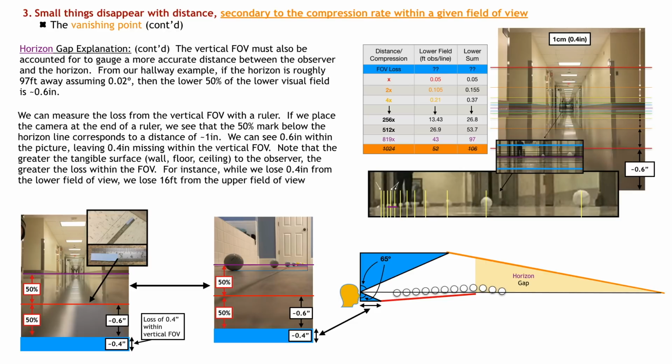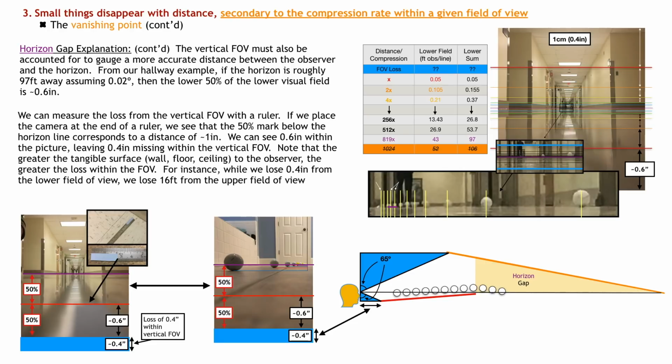And we know that the end of the paper was at 1 inch. And so we can extrapolate from the amount of paper that is visible within the field that roughly 2/3 of the paper is visible, and we're missing about 1/3 of that paper. And so it comes out to roughly 0.6 of an inch and roughly 0.4 of an inch. So we've lost 0.4 of an inch within the vertical field of view of that lower visual field.